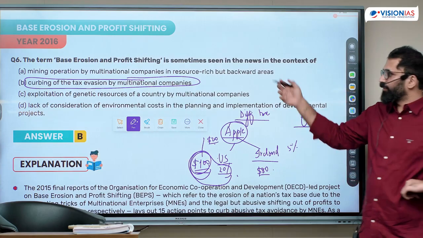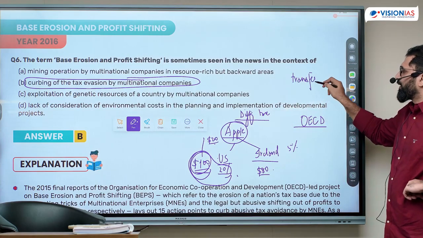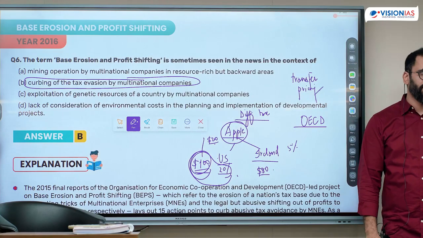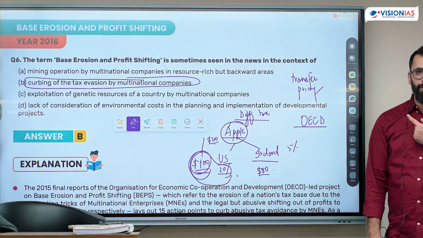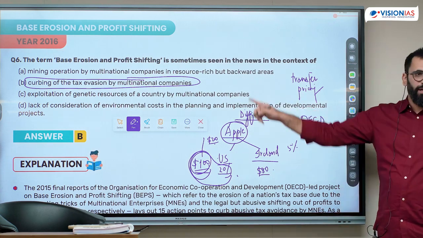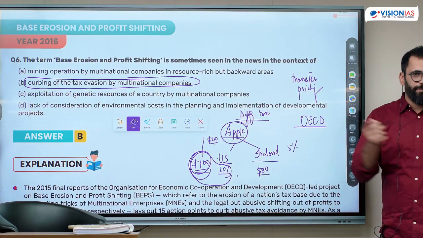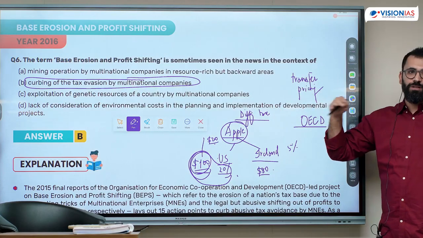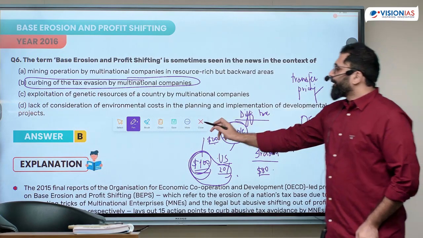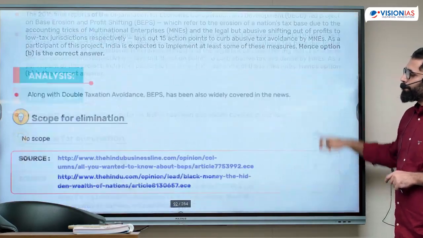There is another way of doing it, similar process, that is called transfer pricing. This was covered in this year's economic survey, that a lot of companies are doing tax avoidance through transfer pricing. So evasion is illegal. Tax avoidance is using the legal loopholes. Both of them are something which we need to curb because there is loss of tax to some jurisdictions. All of these terms you'll see in news. So base erosion profit shifting is B.